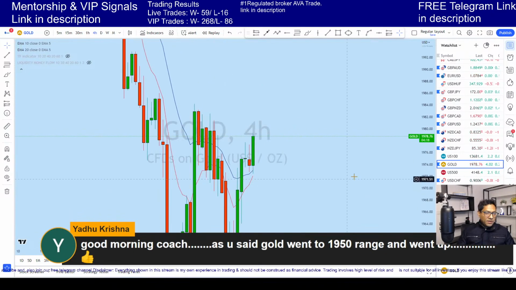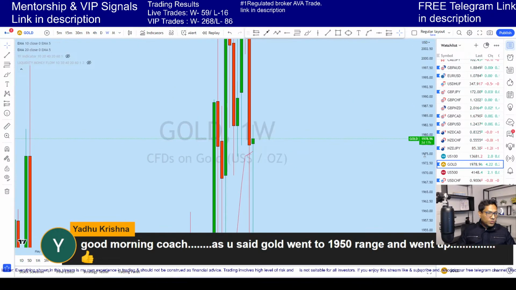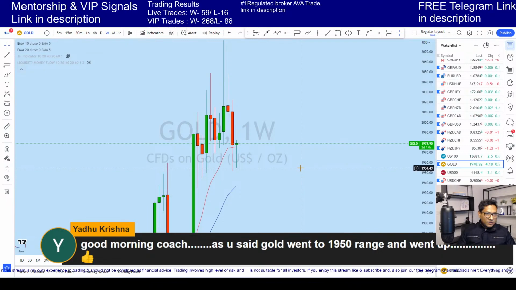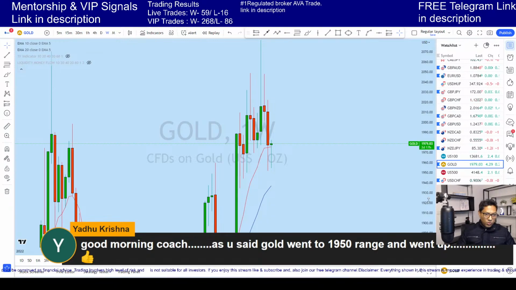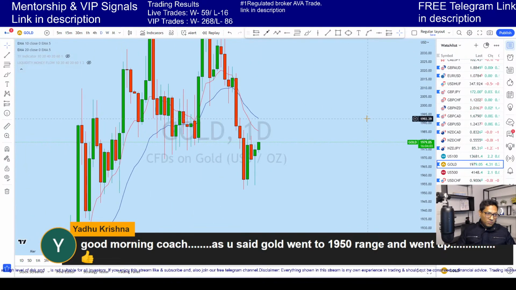This is exactly what I predicted in the weekly Forex forecast, that gold would come to the 1950 level. It has come to the 1950 level and then went to the upside.